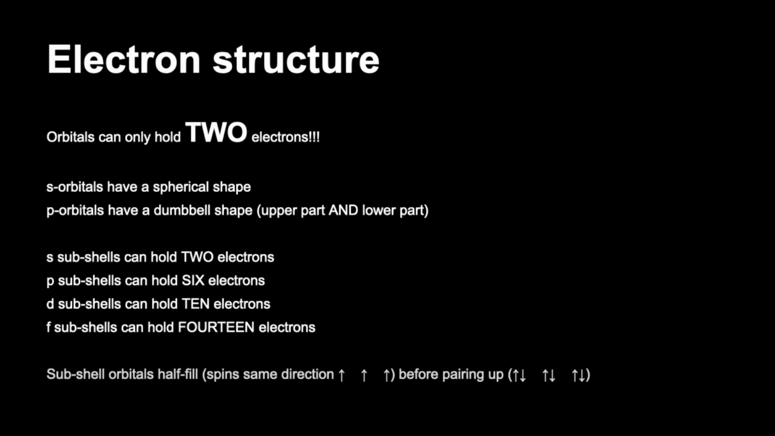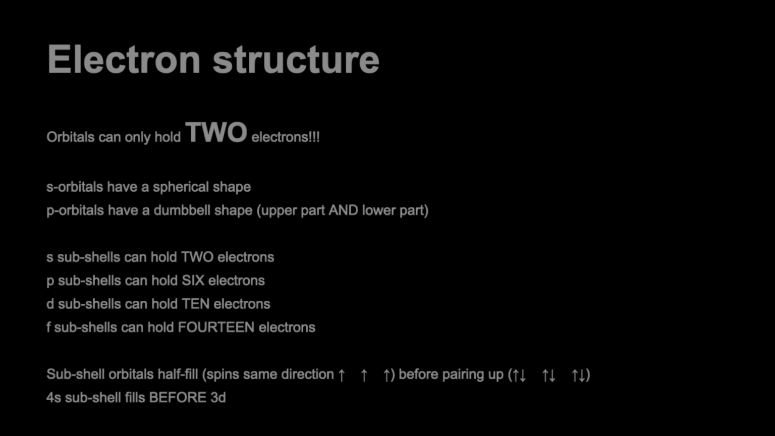And then when subshells fill up, the orbitals half fill first, and the spins go in the same direction. So you can see in the bracket there, I've got those 3 arrows, so that would represent a p subshell with 3 separate p orbitals, so the spins would be up, up, up, all the same direction. And then you would start pairing them up. So you can see now it's up, down, up, down, up, down. And the last thing to say is the 4s subshell fills before 3d.